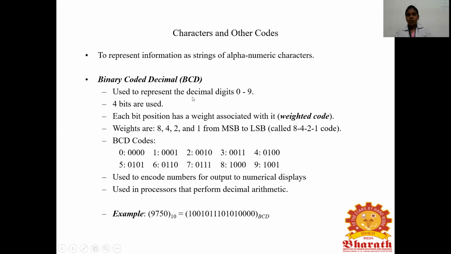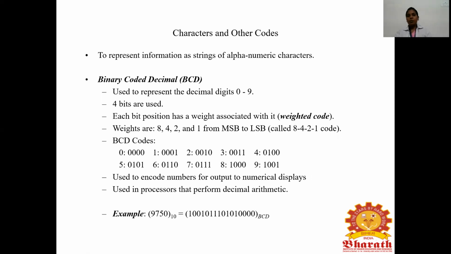So we have the excess 3 code, we have the excess 8 code. In order to represent the codes, we'll see binary coded decimal, that is nothing but the BCD. It is used to represent the decimal digits 0 to 9. BCD means it starts from 0 to 9.